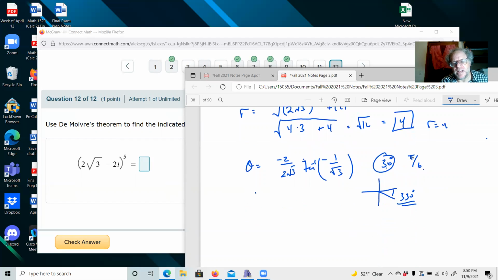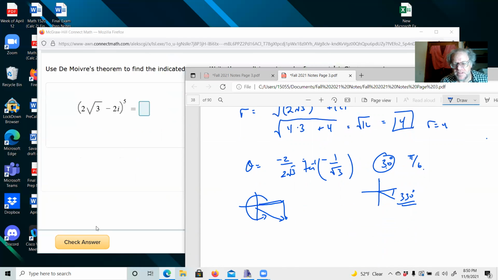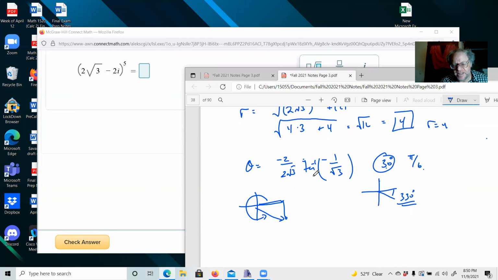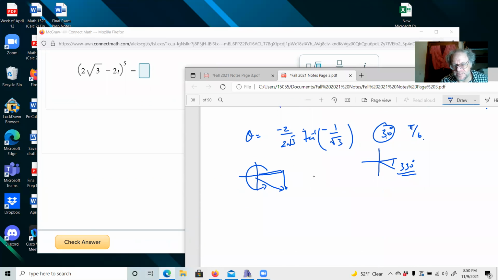So, is it in the 4th quadrant? Just check. We have x is positive, y is negative, so it's down here. So yeah, it would be 330 degrees. So let's go ahead and say this is 4 cosine of 330 degrees plus I sine of 330 degrees.